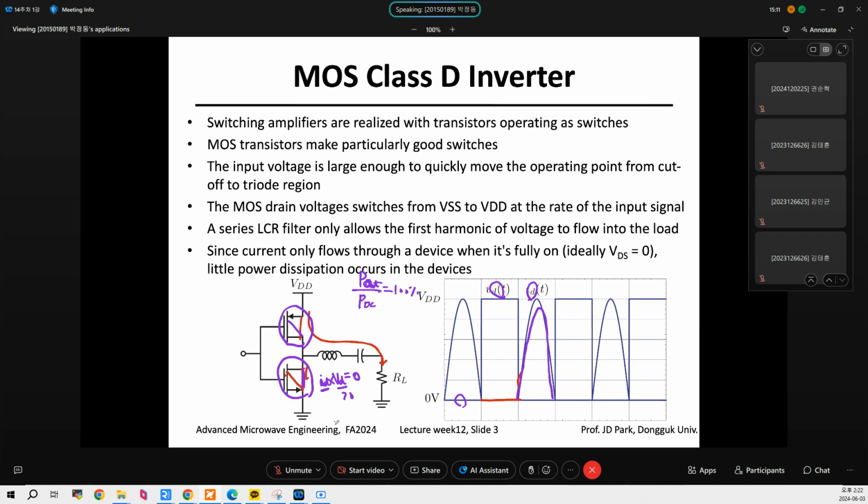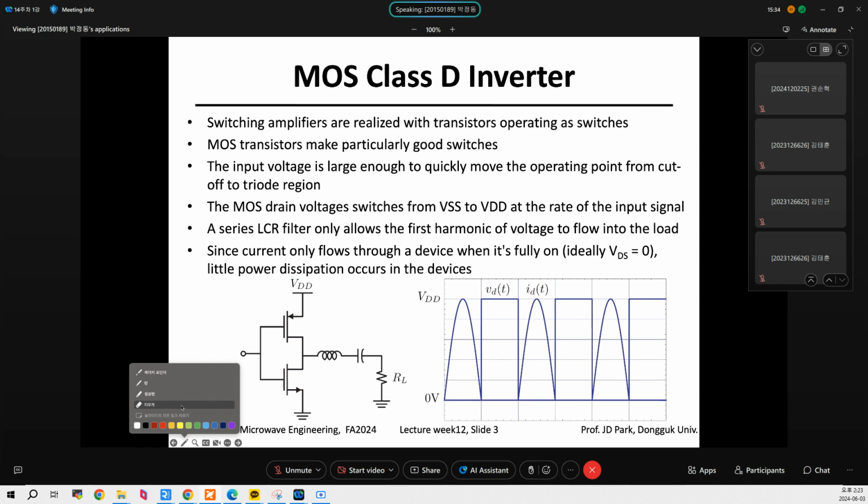Okay, makes sense. However, this is the real case. There is no such a switch, because it doesn't have any intrinsic resistance at all. But this is not the case, definitely. So definitely it might have a resistor throughout this.